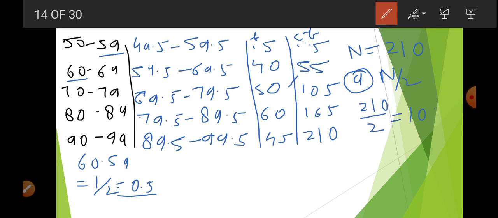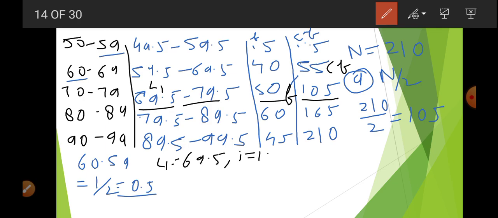so it will be 105. Now this 105 lies here, so this will be your cumulative frequency, this will be your f, this will be your lower limit. Okay, and the difference of these limits is 10, yani L1 is equal to 69.5, i is equal to 10, f is equal to 50, and CF is equal to 55, and n upon 2 is 105.